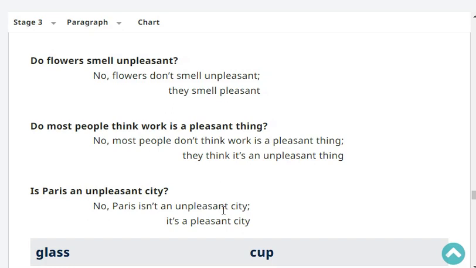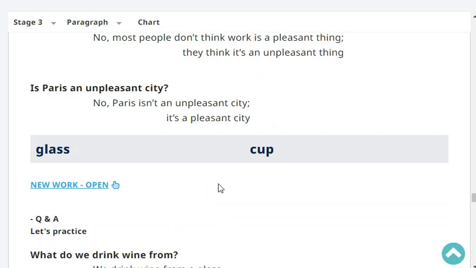They think it's an unpleasant thing. And one more. No, most people don't think work is a pleasant thing. They think it's an unpleasant thing. Very unpleasant. Very good.